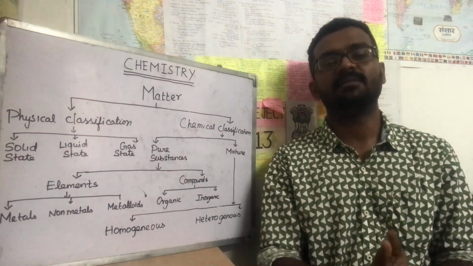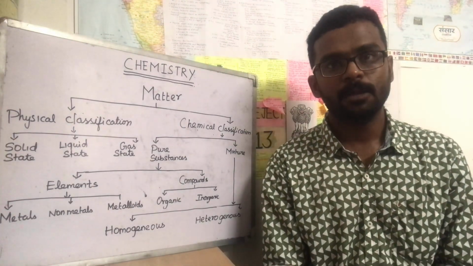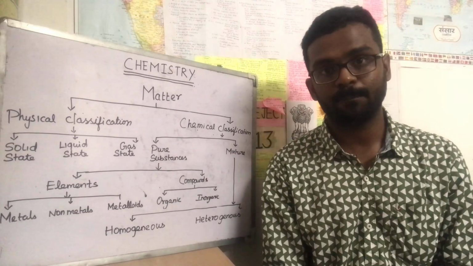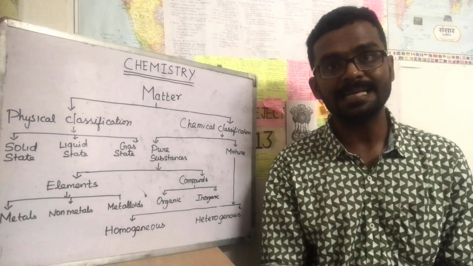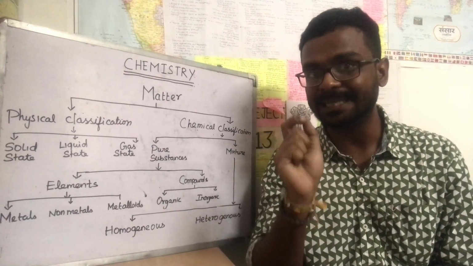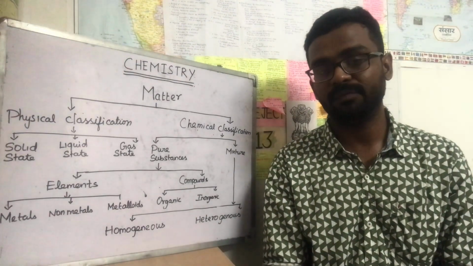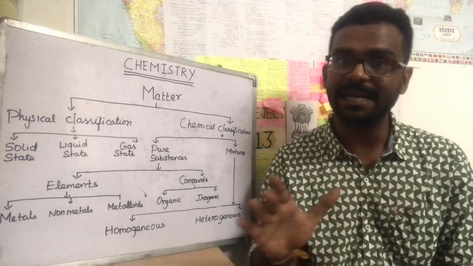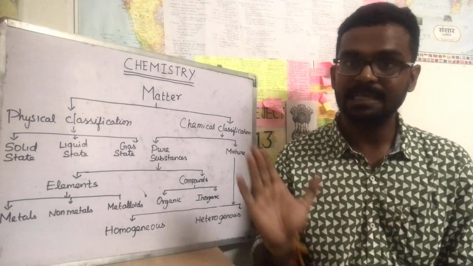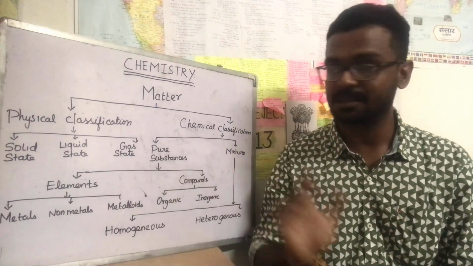For example, let me explain what silicon is. You might have seen in a memory card or a computer chip, there is a small particle inserted into it. That is called silicon. So we can see metalloids in our day-to-day life itself. These are the examples of metalloids.